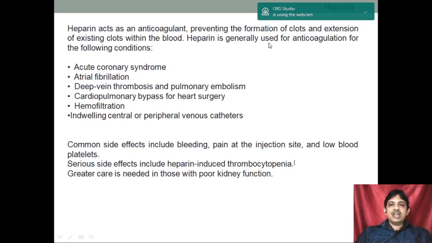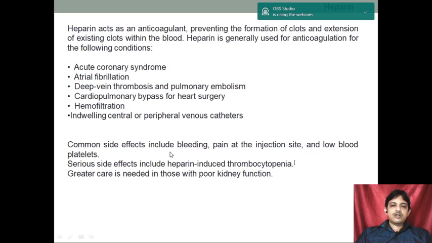Heparin is generally used as an anticoagulant for the following conditions. What are the conditions? Acute coronary syndrome, atrial fibrillation, deep vein thrombosis and pulmonary embolism. Then cardiopulmonary bypass for heart surgery, hemofiltration, and also during the insertion of central and peripheral venous catheters. In such conditions also it is used.